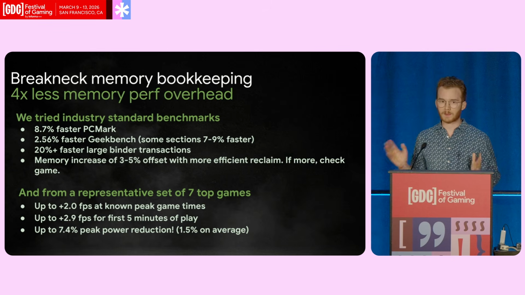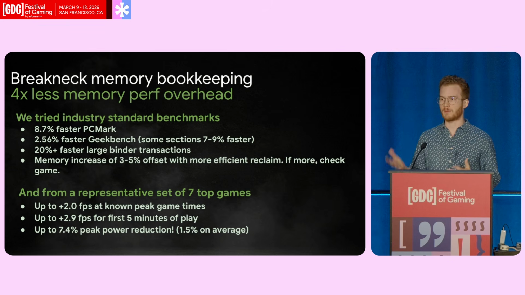Okay, so let me dig into a few details with the performance that we're seeing. I talked about how the memory subsystem is able to run 4 times faster, but what does that mean in practice? So we ran a few industry standard benchmarks. PCMark, you can see we got about 8.7% faster. Geekbench, we got 2.5% faster with some sections, specifically those that are bottlenecked on memory, getting 7 to 9% faster. Also, transactions, the Android system, large ones, are about 20% faster or more.